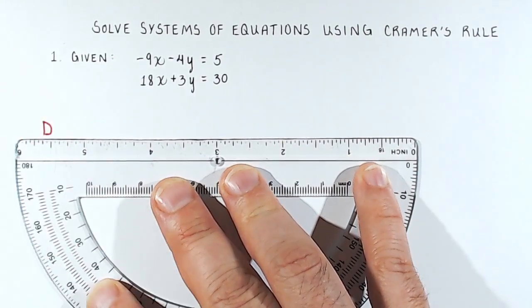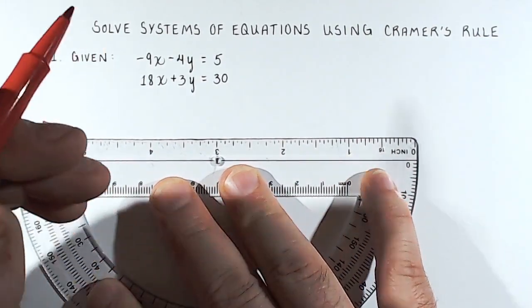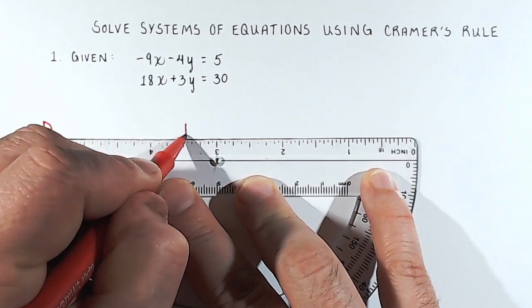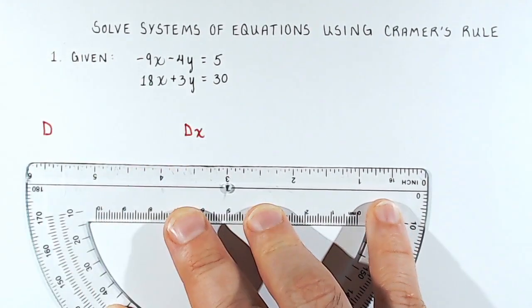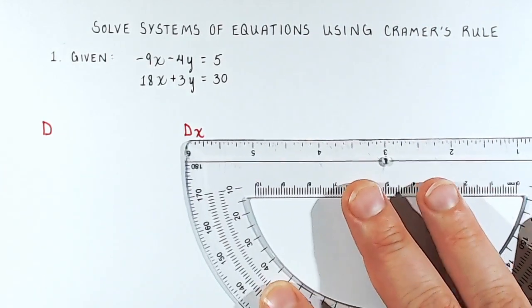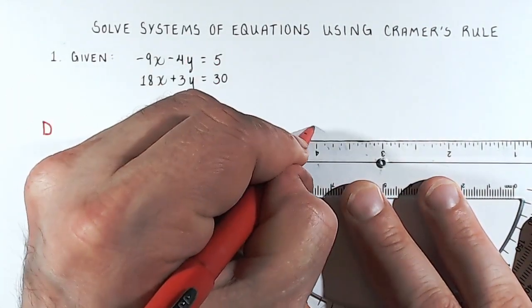We're going to compute one determinant that we'll call D. We'll compute a determinant with a subscript of x, so D sub x, and then we'll compute a determinant of y, D sub y.